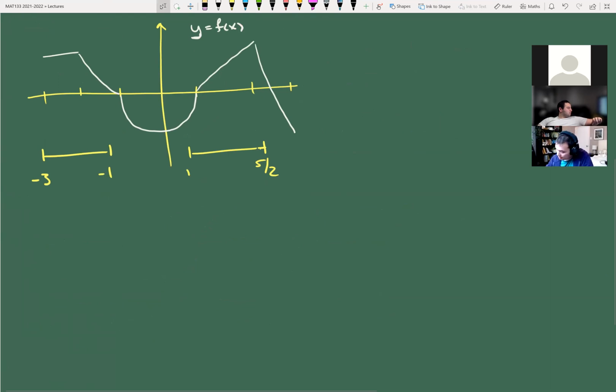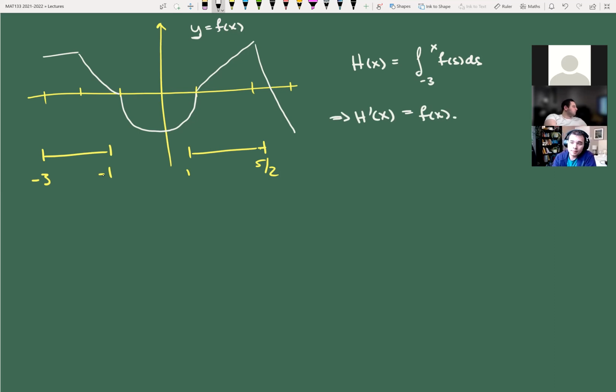And just like last time, right? So we had h of x is the integral from -3 to x of f of s ds. So the FTC tells us h prime of x is f of x, right? That's what the FTC says. Now remember, critical points are where the derivative is equal to 0 or fails to exist. So if we look at this, we want the critical points of h. So we want this to be equal to 0, right? So I'm going to look for where the graph of f of x is equal to 0.